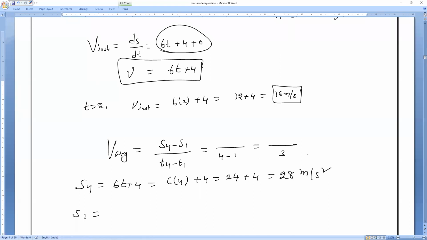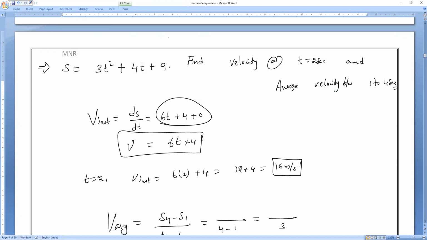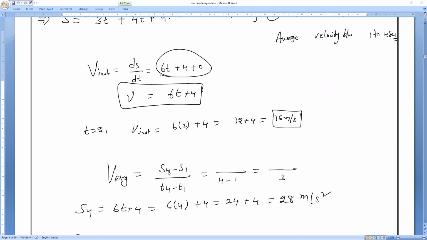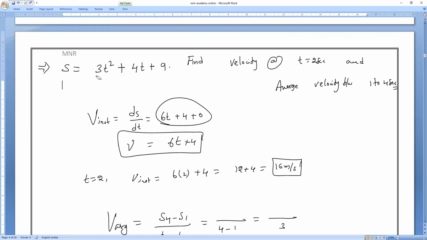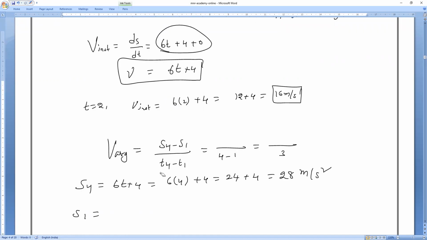But be very careful. Here you are doing velocity, and we need average velocity. So we have to take the original equation, not its differentiation. Have you noticed? We are writing S4, but we are substituting the value 4 in which equation? We are substituting in the instantaneous one. That is the reason I mentioned it here. So you have to take 3t square plus 4t plus 9. Understand? So here we cannot take 6t plus 4.